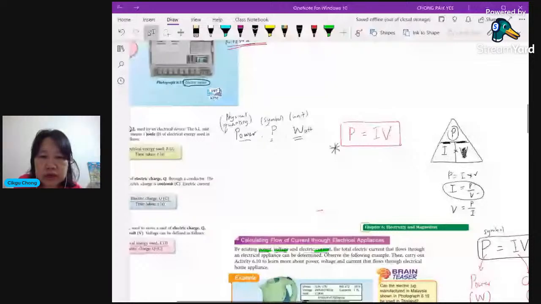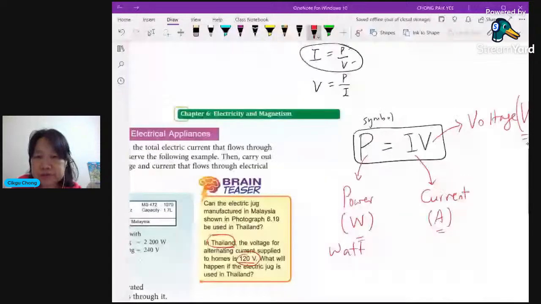Afterwards, you're going to do some calculation. I'll show you examples. And in our Google Meet afterwards, you're going to do questions and you're going to give me the answer. All right? It's not difficult. Very simple calculation. I stands for current. This is a symbol. The symbol is P equals IV.